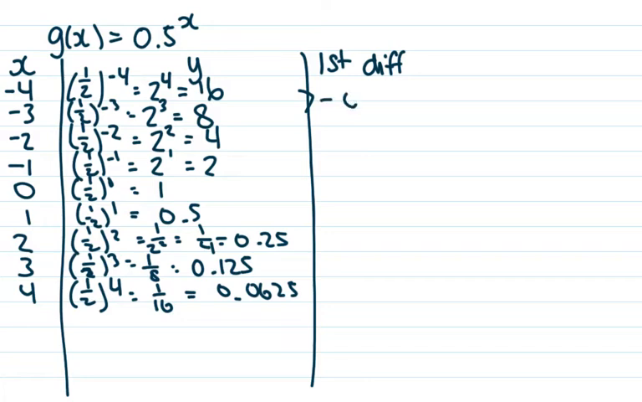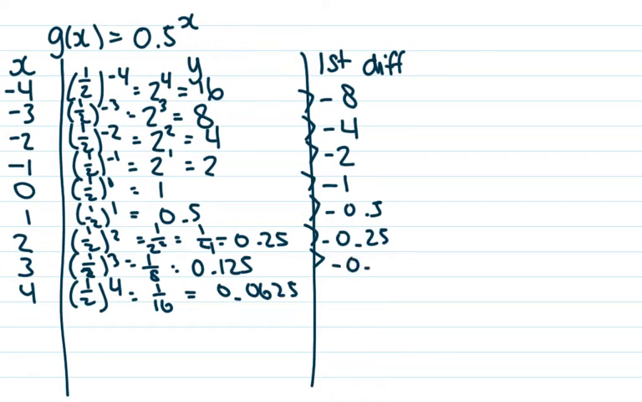Now the first differences are here. 8 minus 16 is -8, 4 minus 8 is -4, 2 minus 4 is -2, 1 minus 2 is -1, a half minus 1 is -1/2, a quarter minus a half is -1/4, an eighth minus a quarter is -1/8, and a 16th minus an eighth is -1/16.